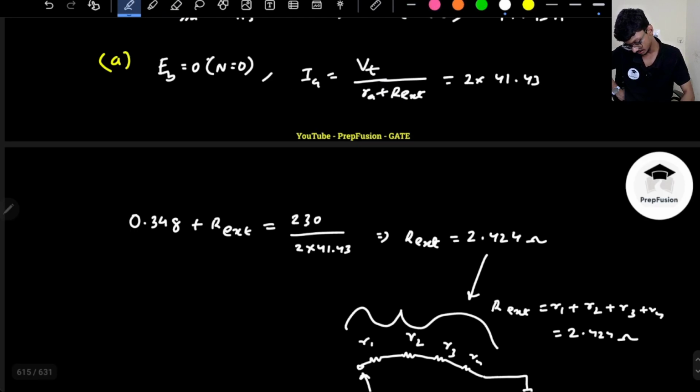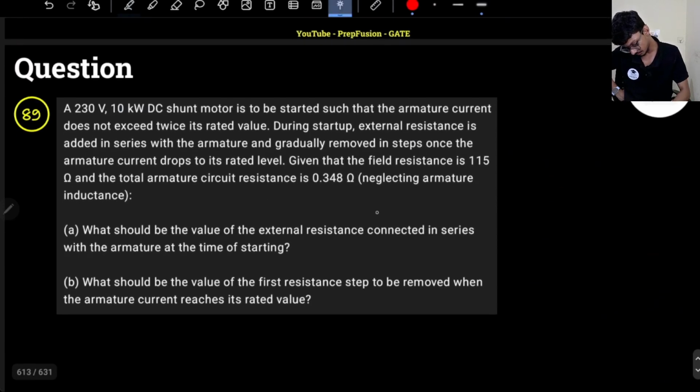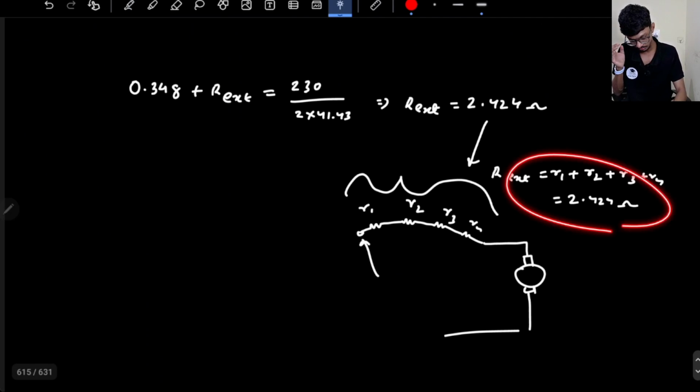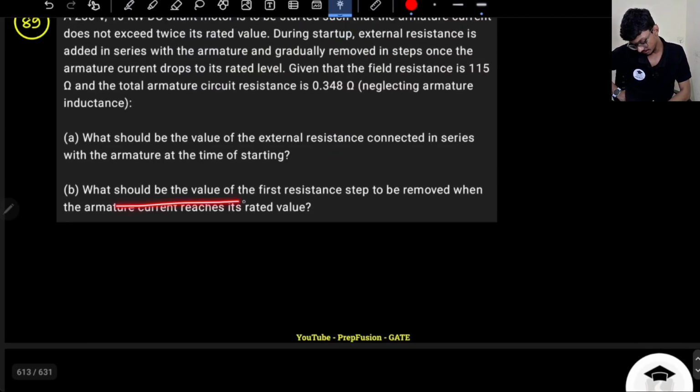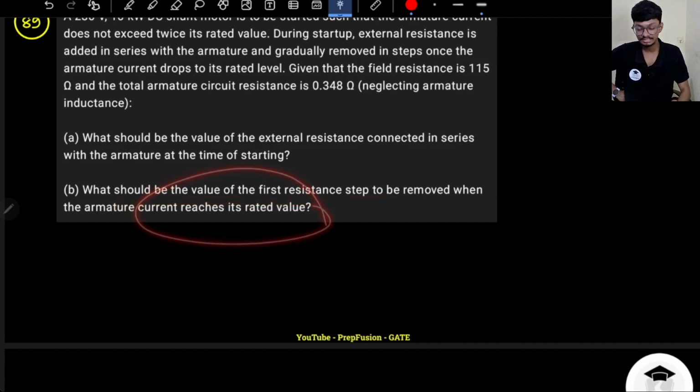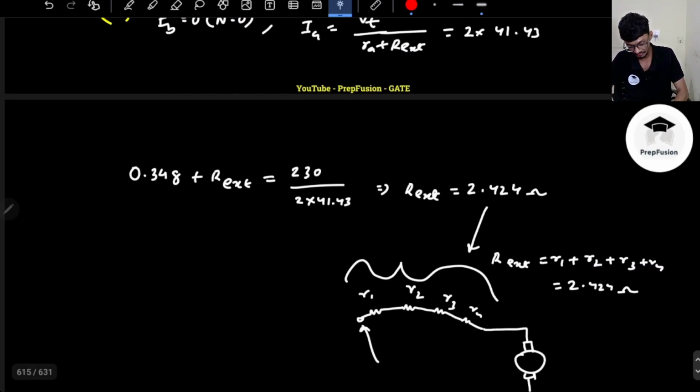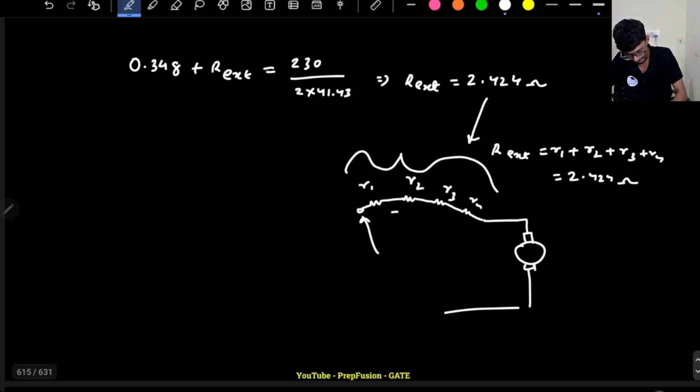Okay. So what have they asked? What should be the value of the external resistance connected in series with the armature at starting? So this should be the value of the resistance, 2.424. Now next, what are they asking? What should be the value of the first resistance step to be removed when the armature current reaches its rated value? So if I am in this first state, they are telling me that in this state the armature current should reach its rated value.